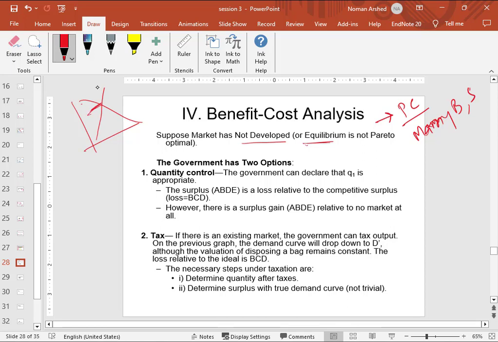So at that market, it is not Pareto equilibrium. Even though there is an equilibrium, like in the child labor example, it is not optimal because children should not work. तो ये एक example थी इसकी.